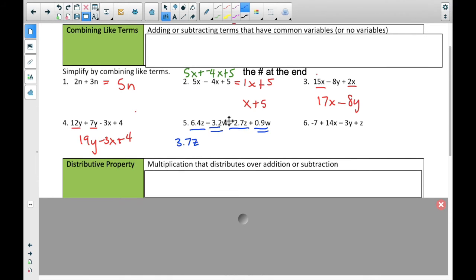We have the w's, negative 3.2 plus 0.9. I'm going to put that into my calculator. And what do you get from your calculator? You should get a negative 2.3w. And then you're technically done with the problem.